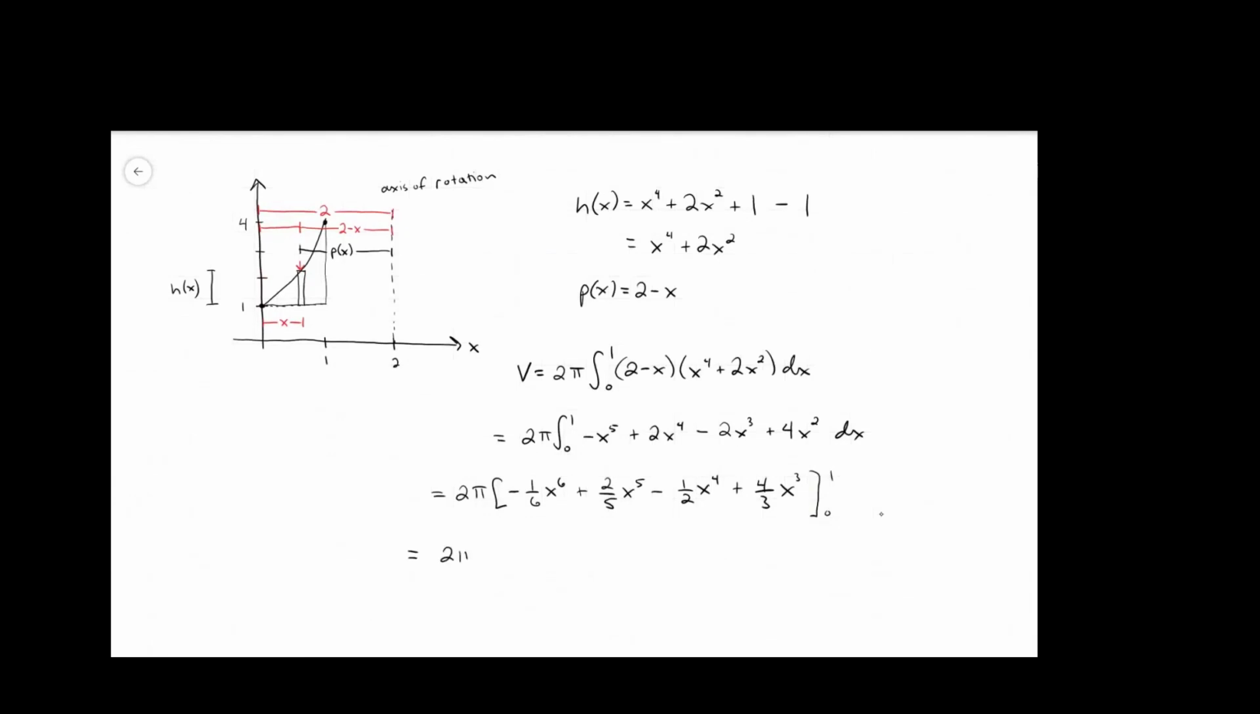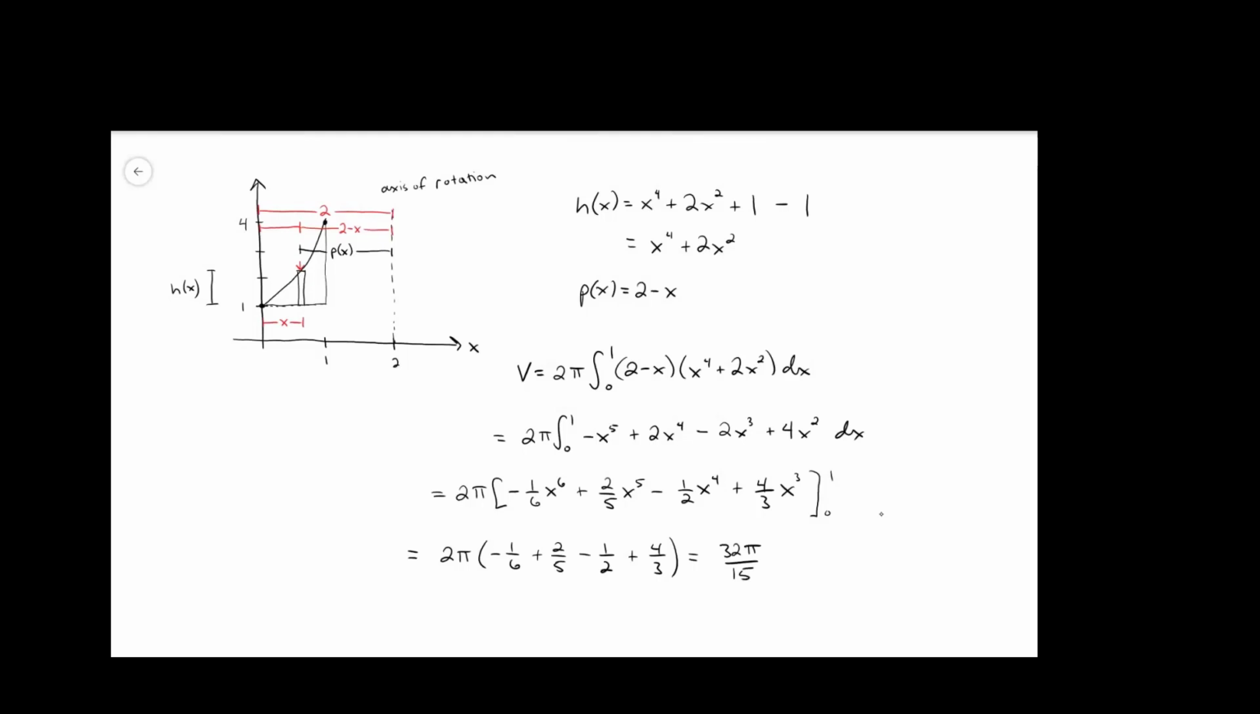So plugging in 1, negative 1/6, plus 2/5, minus 1/2, plus 4/3. Plugging in 0 again doesn't give us anything, just 0, so I'm going to put this into the calculator. 16 over 15, and multiply that by 2. 32 pi over 15 is what I get. 32 pi over 15.